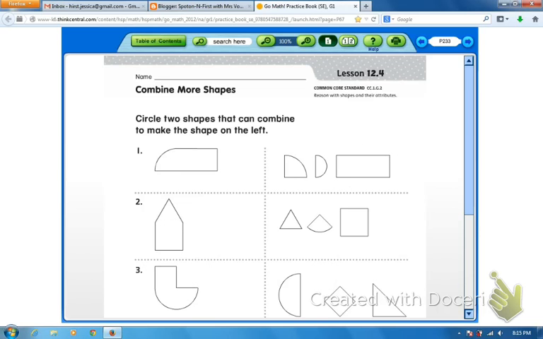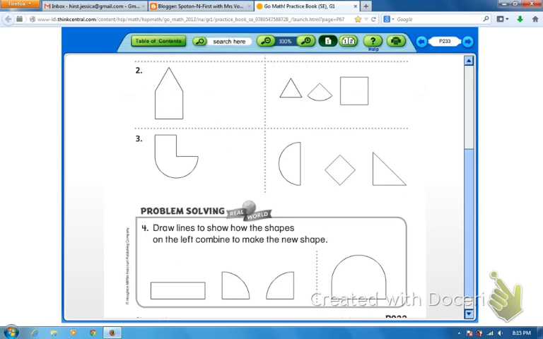At the bottom of the homework, on the problem solving, it says draw lines to show how the shape on the left combines to make the new shape. So using those three shapes on the left side, we have to figure out how to make them on the right by drawing that. We can see there's a rectangle, and then up at the top, if we were to flip those two shapes, the order of them, it would be our fourth of a circle up at the top, each one of them.